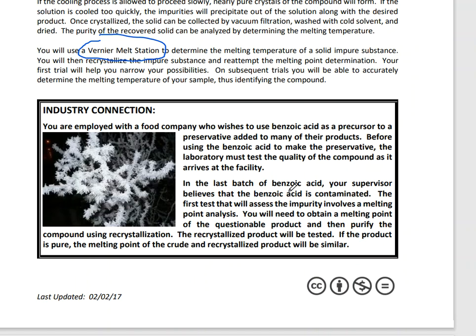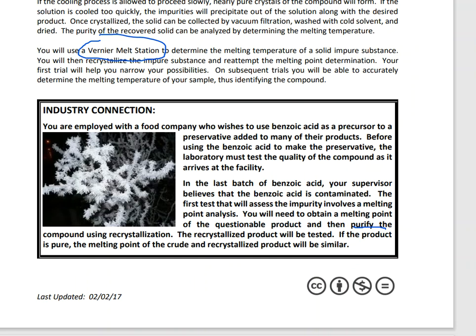So you're going to get a melting point of this raw stuff that came into the facility, and then you're going to report that melting point to us. And then it's probably questionable because they're already kind of telling you, listen, I think we've got a problem. We don't want to be putting poison into people's bread that we sell on the shelf. Okay, well, no, we don't, right? But we have to purify the compound using recrystallization to see if we get a better product and a better melting point.